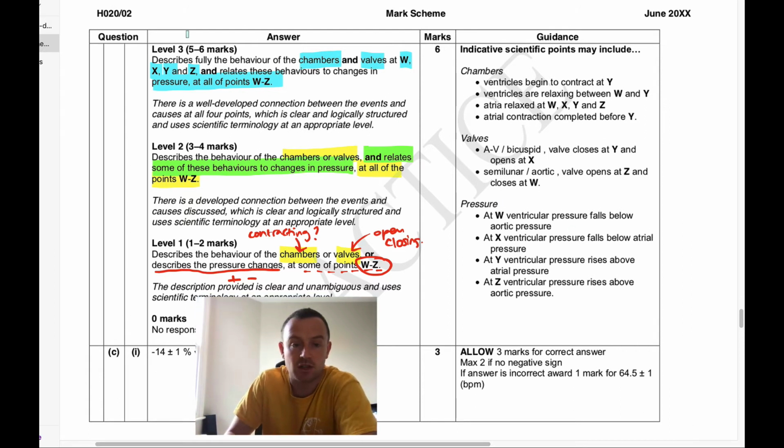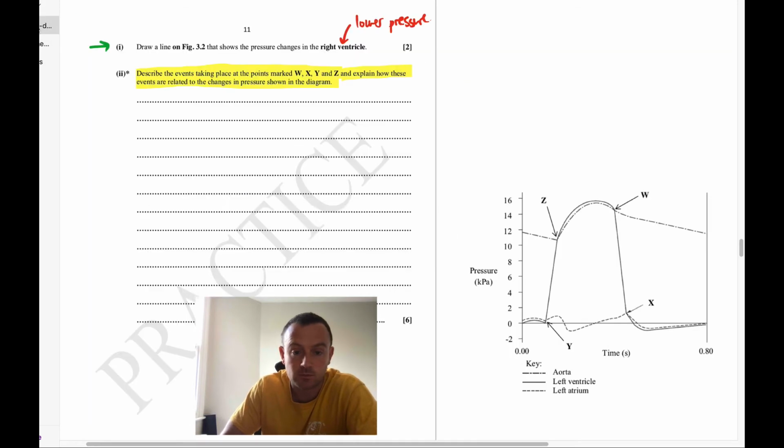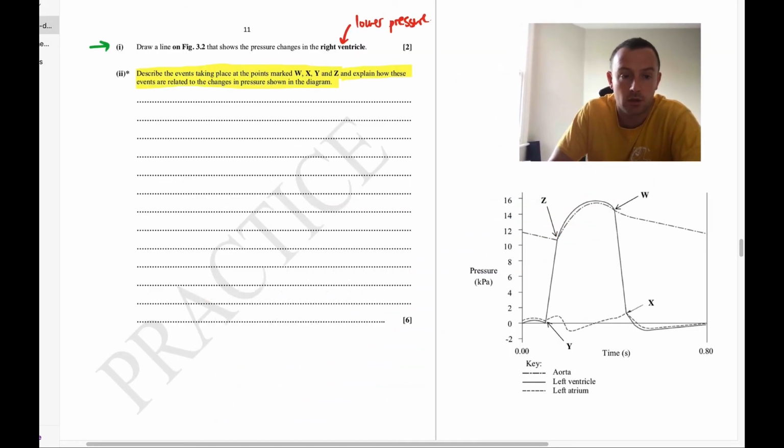Now, the stuff that you need to talk about in terms of chambers, valves, and pressure is over here, but I'm now going to take you through a sort of model answer for that. All right, so let's start with, I'm going to do it in bullet point form. So let's start with Y. Remember when you talk about each one.